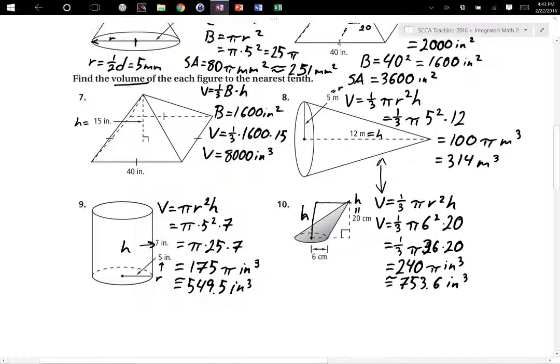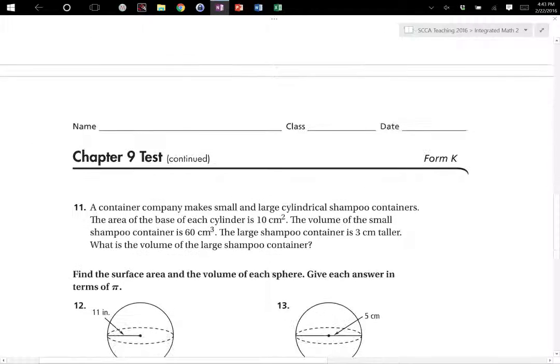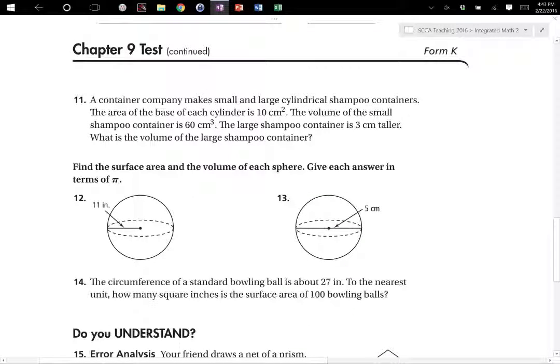Okay, now let's go to the next problems. A container company makes small and large cylindrical shampoo containers. The area of the base of each cylinder is 10 centimeters squared. The volume of the small shampoo container is 60 centimeters cubed. The large shampoo container is 3 centimeters taller. What is the volume of the large shampoo container?